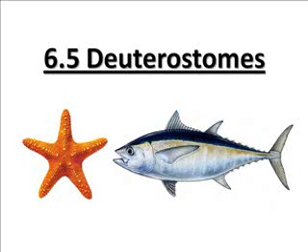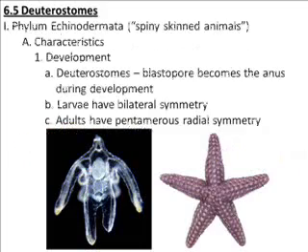In this section of the Unit 6 notes, we're going to discuss deuterostomes. Deuterostomes include two phyla, phylum Echinodermata and phylum Chordata. Phylum Echinodermata includes the spiny-skinned animals, such as the starfish.